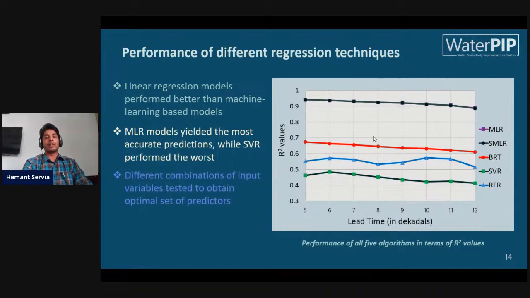Different test cases involving different combinations of control variables were also tested to reach the most optimal set of predictors or the input variables for the models. As expected, if it can be observed, the prediction accuracy is reduced as the lead time increased for most of the tested algorithms. This may be due to the reason that the further we predict in future, there are higher possibilities of conditions getting changed in between, and hence higher uncertainties and less accurate predictions.